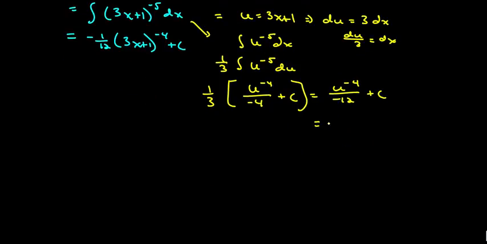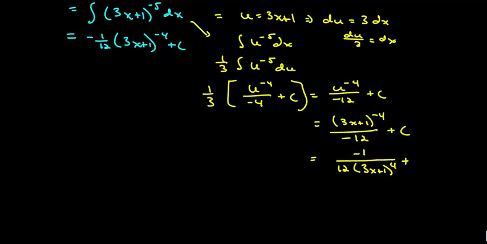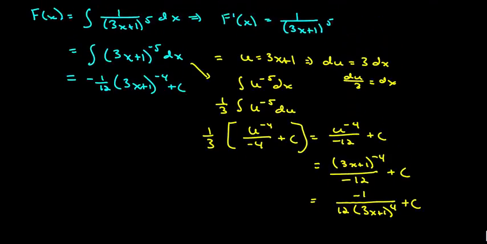which is equal to, u was 3x plus 1, so this will be 3x plus 1 to the negative fourth over negative 12 plus c, which is negative 1/12. And we can bring this guy down to the bottom too if we want to. Let's center this guy, just like that. And we get the exact same thing that we got before. So what we're doing here is making a substitution. But remember, this can't be done until this variable matches this variable right here.